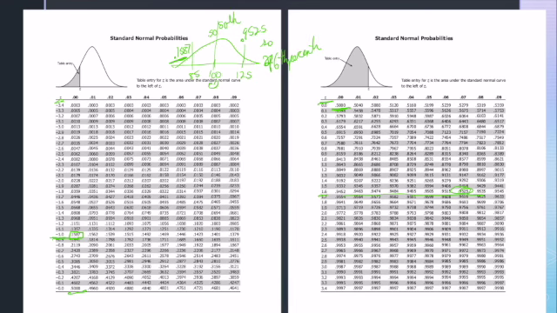Here we've got the 50th percentile, so that means 50% of values are below it, and 85 marks the 16th percentile. That means that 16% of data values are below it.